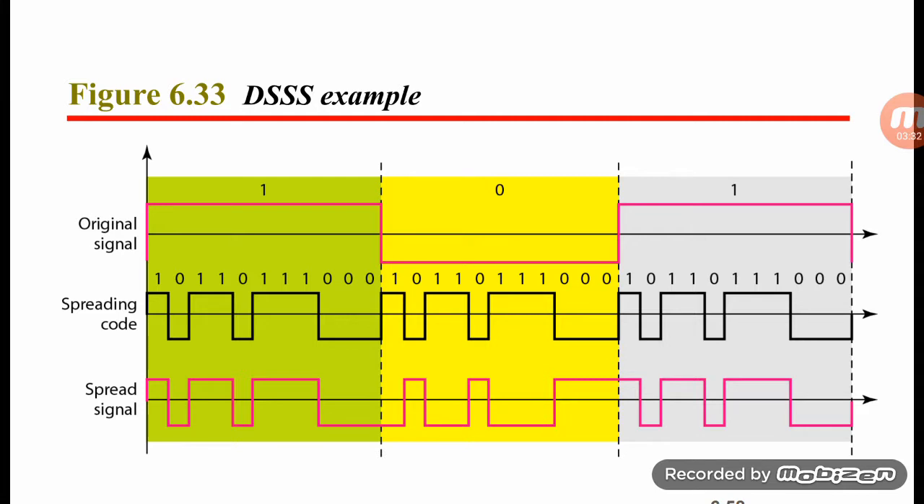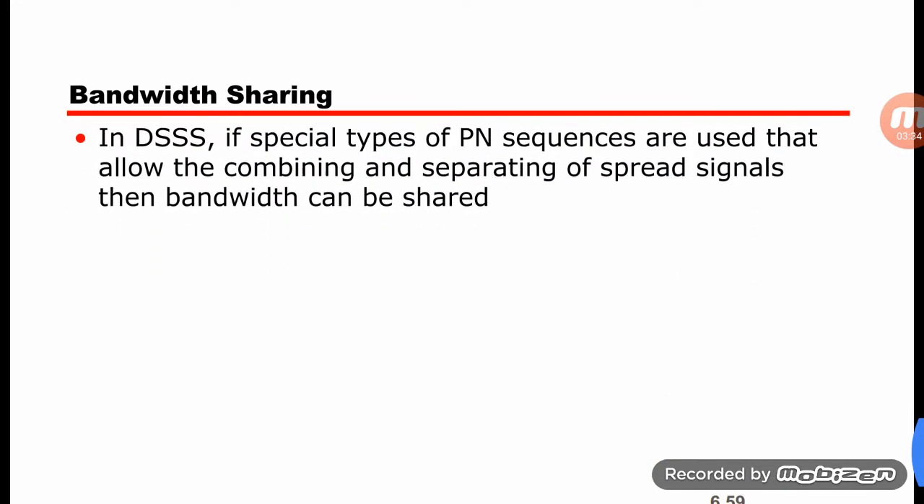Basically, if special types of PN sequences are used that allow the combining and spreading of the spread signals, then bandwidth can be shared. For example, you can have 32 users sending data in the same bandwidth. Just like in FDM, frequency multiplexing, where you have one bandwidth but many users sending their data. Here it works in a different way, but the idea is the same: in the same bandwidth, you select your PN sequences in such a way.